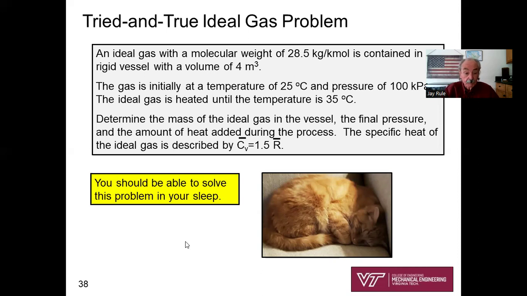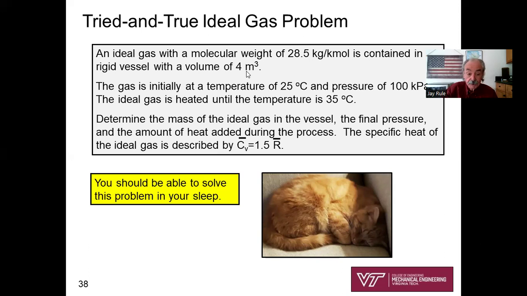So let's look at this problem. An ideal gas, doesn't say anything about a mixture, just says an ideal gas with a molecular weight of 28.5 kilograms per kilomole is contained in a rigid vessel with a volume of 4 cubic meters. Yeah. There's a sketch coming in your mind. The gas is initially at a temperature of 25 degrees C and a pressure of 100 kPa. The ideal gas is heated until the temperature becomes 35 degrees C. Heat it up a little bit.